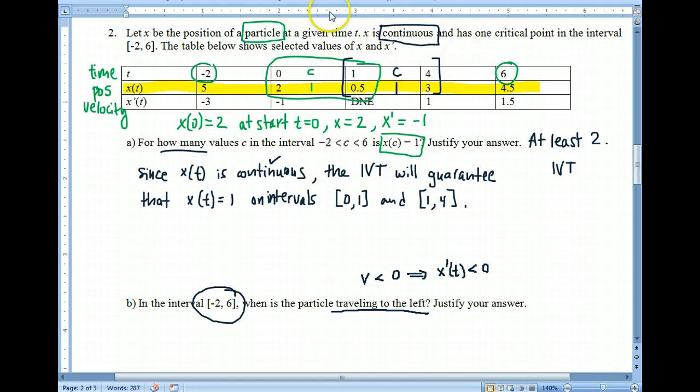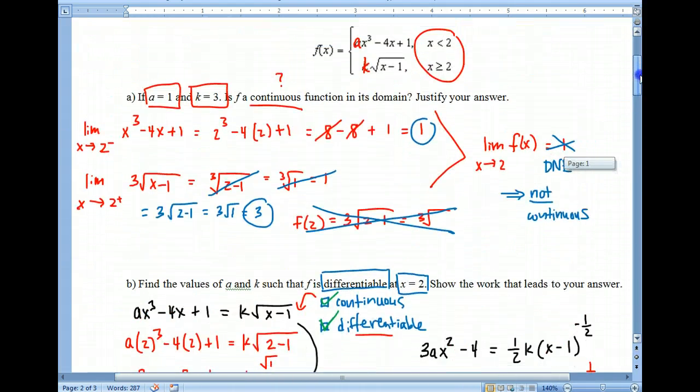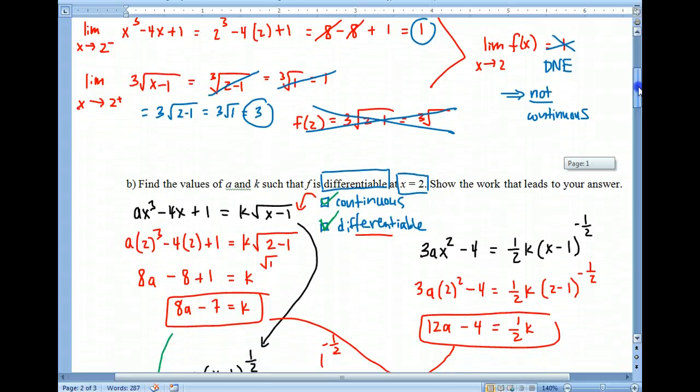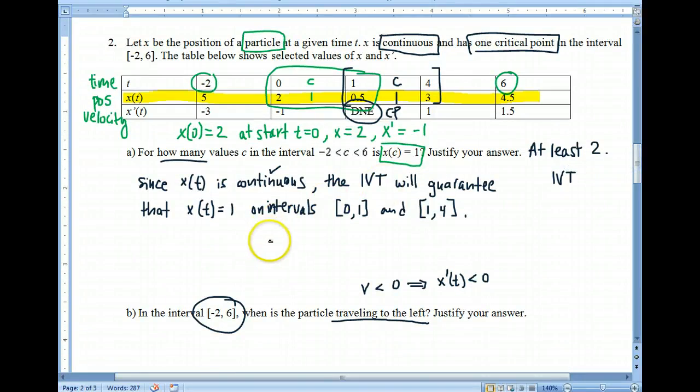Okay? So looking back up at the top, it has one critical point. And that critical point is this. This is a critical point. Because like we said before, what does it take to be a critical point? Oh, I didn't talk about that today, did I? Just kidding. When the derivative is 0 or undefined.